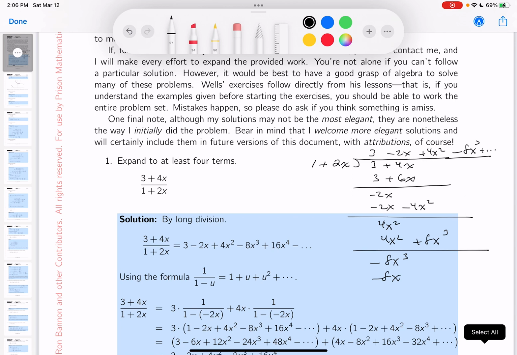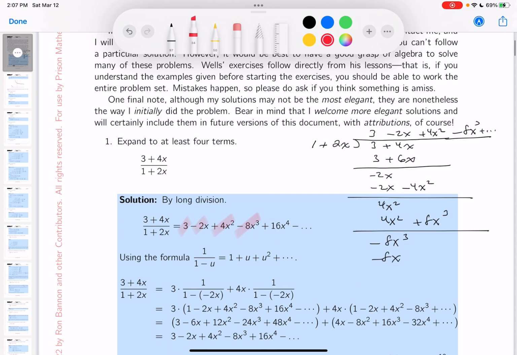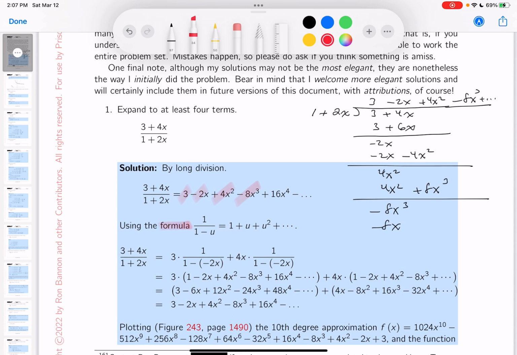All right. So let's look at the key and see if we got the right answer. And the right answer is right over here. 3 minus 2x, 4x squared, minus 8x cubed, and they go on. Now certainly, I'm going to go to the whiteboard to explain the formula one. All right? Let's go to the whiteboard and do that.